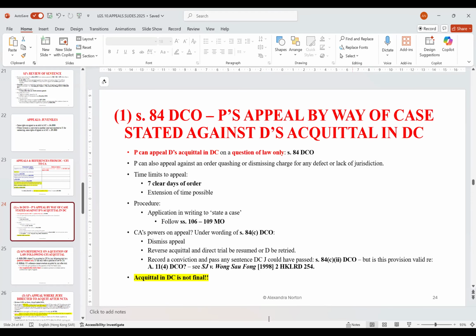So before we go any further, let me just stop sharing this and let us look at the provision of the district court ordinance. If you guys want to bring this up yourself at the same time, that's helpful. I'm going to look at section 84 of the District Court Ordinance. It always helps, right, if we look at the law, the statutory provisions, as we are going through the slides.